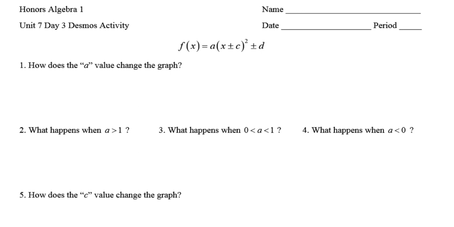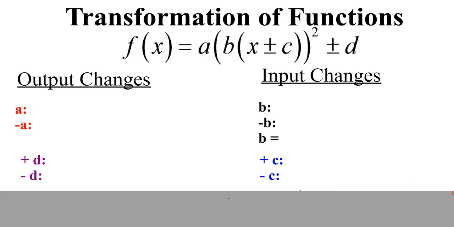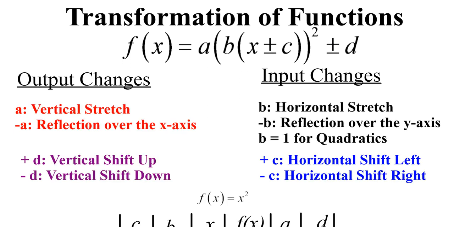Now, output changes, those are vertical changes. We had stretches and shifts going on. Input changes are also shifts as well. So when we're talking about the transformations of your functions, we kind of think of it this way. And quadratics have a B value of 1, just to keep that in mind.